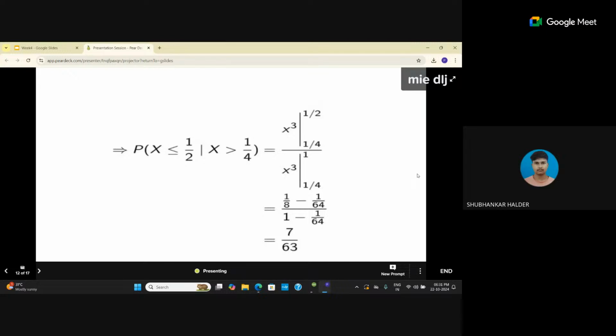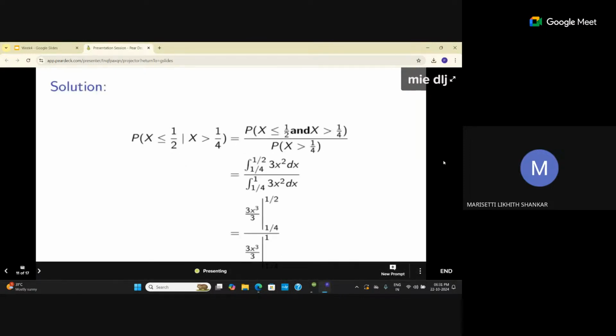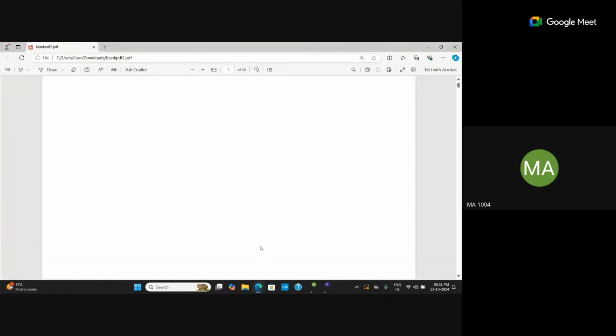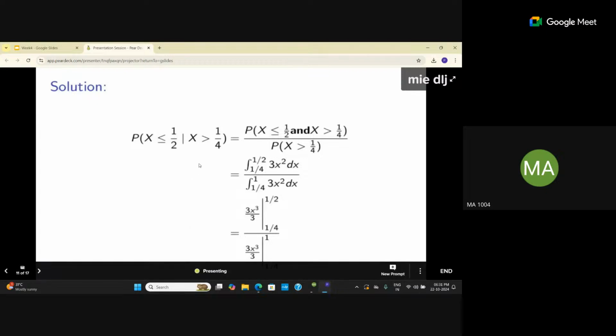Any doubt in this? Ma'am, can you explain once? Okay. So see here what is given. The probability x is less than or equal to 1 by 2, and x is greater than 1 by 4. So how can you write it? Okay, let me solve it. So you can write it like this also. That probability x is less than 1 by 4, and it is less than 1 by 2. It is less than or equal to 1 by 4.